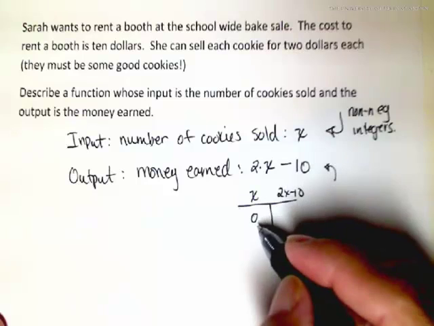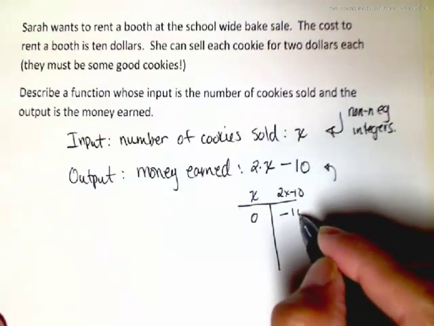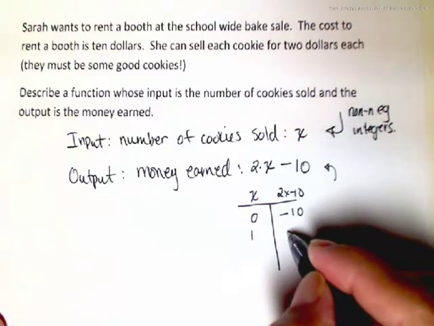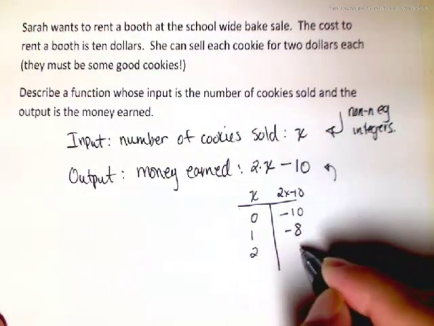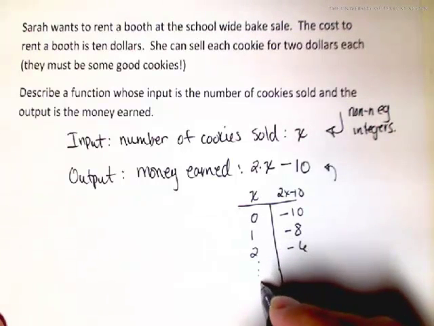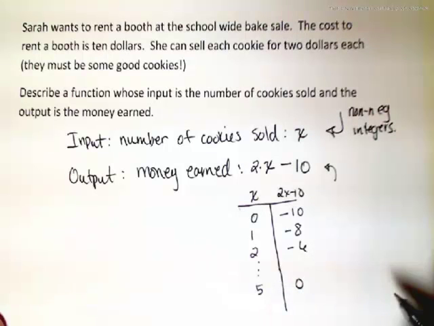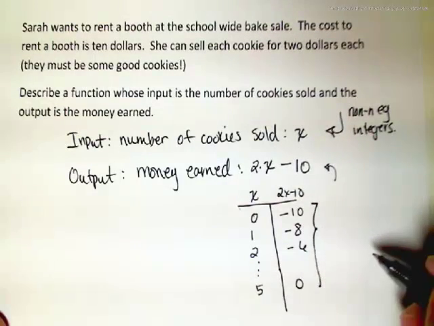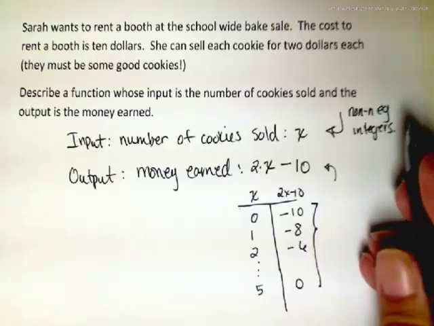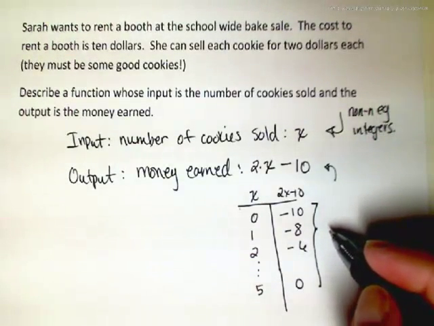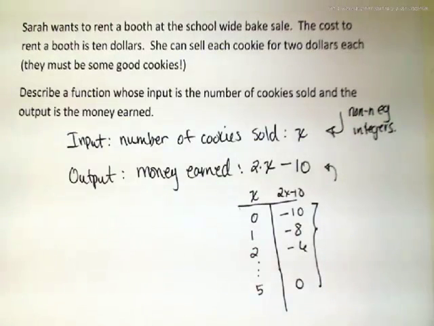But if I start at 0, that is I sell no cookies, well then I'm out $10 for the cost of the booth. If I sell 1 cookie, then I'm out $8. 2 cookies, I'm out $6, and so on. And we see that if we go up to 5 cookies, we actually break even. We have to sell more than 5 cookies to start making a profit. Okay, but this column over here represents our output values. And notice I start at -10 and then I go up by even integers from there. So we have made sense of what's going on in this problem.